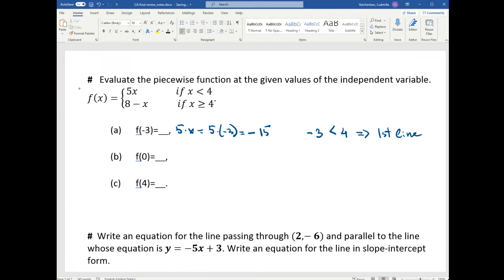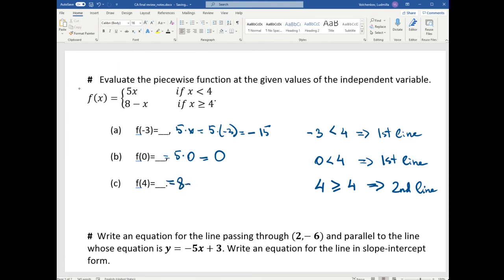F of 0. 0 is also less than 4. Therefore, we use again the first line. 5 times 0 equals 0. And the third function value, f of 4. 4 doesn't satisfy the first condition, x less than 4. But 4 satisfies the second condition, 4 is greater than or equal to 4. Yes, therefore, we use the second line. The second line, so we use the equation 8 minus x. We substitute 4 for x and get 4 as an answer.